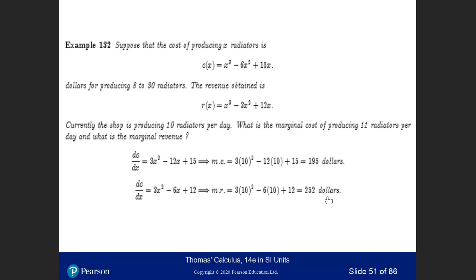Now, the investor can decide to increase production at this point because you have about $57 more: your cost is $195, your revenue is $252, so you have $57 more earned. And so the investor, depending on the market situation, can decide that, okay, I should produce more and I would sell more and I would earn more. Okay, that's one of the basic ways of using derivatives in economics.